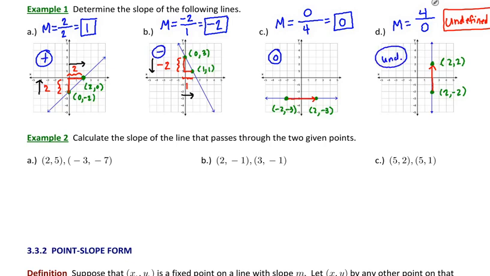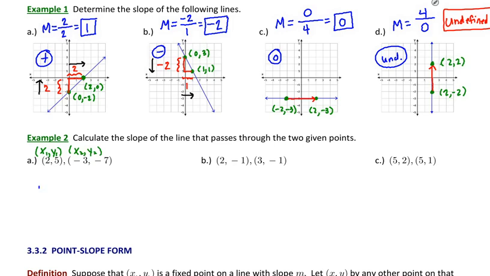Let's see if we can calculate the slope without looking at a graph, just given a set of ordered pairs. On example 2, we calculate the slope of the line that passes through the 2 given points. Now, you can order your points in either order. I'm just going to call the first point, point 1. So we have x1, y1 here, and we have x2, y2 here. If I transposed those 2 points, I would actually end up with the same slope.